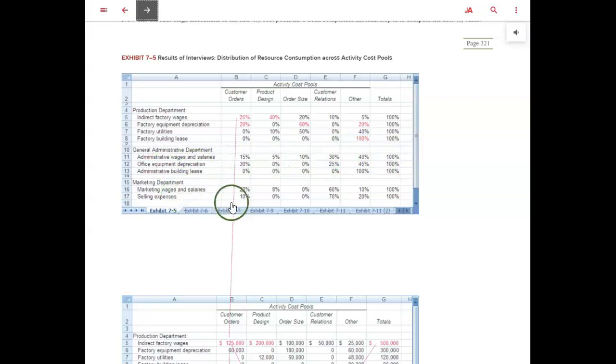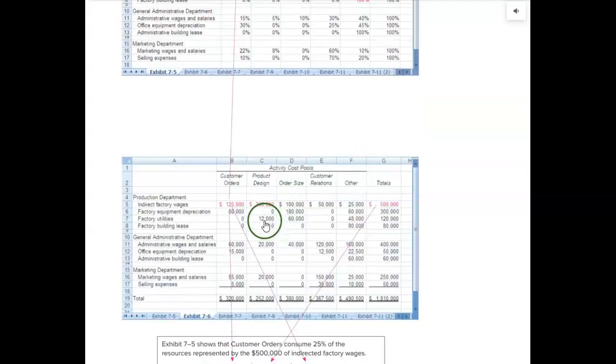Even the marketing department. None of marketing is related to actual production on the floor, but sometimes they're related to product design, customer relations quite a bit. That makes sense. So here, no dollars are attached. We're just looking at each of these costs and deciding where they are being incurred. How much for customer orders, how much for product design, order size, customer relations, and other. After we get these percents set up, then we're going to use those percents to divide up the dollars.